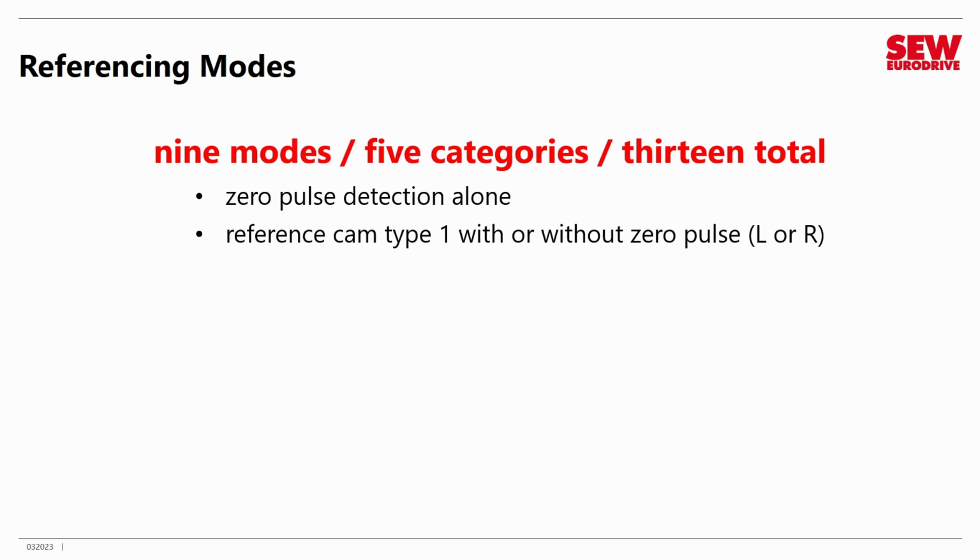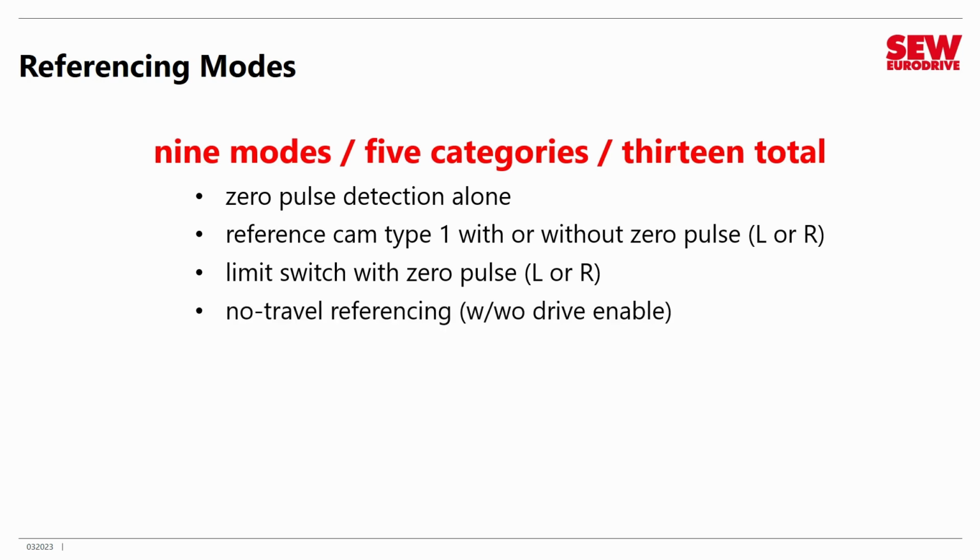There's left and right without a zero pulse. There's left and right with a zero pulse. You can move either to the left or right limit switch, and this always works with the zero pulse, so there are 2 possibilities here, left or right. There are 2 no travel referencing where the drive doesn't actually move. The only difference is one is with and one is without the drive enabled, so there are 2 there.